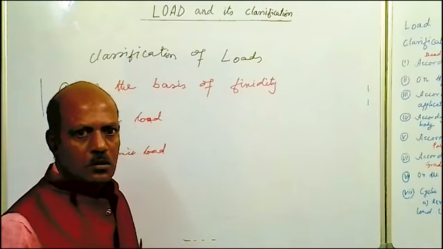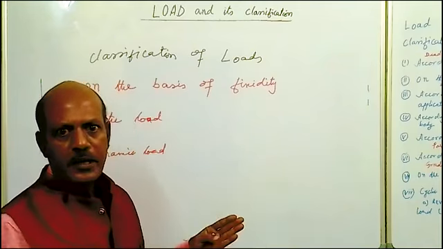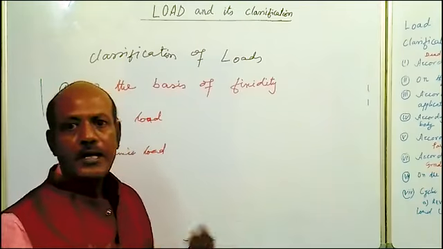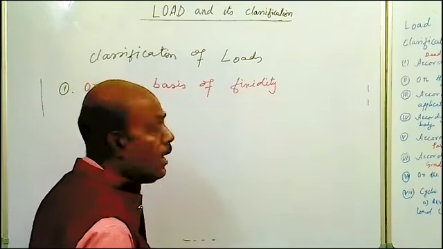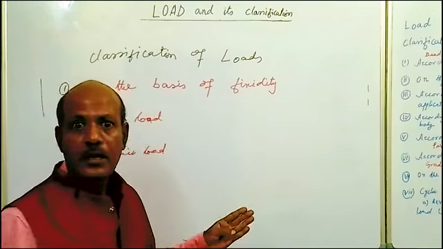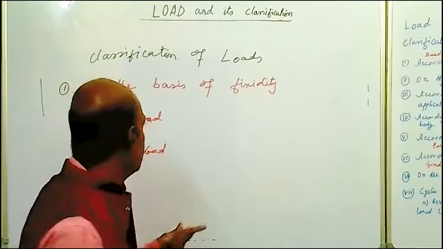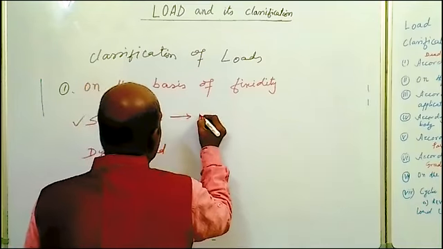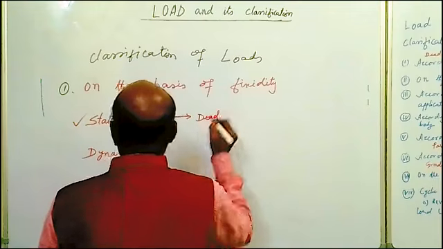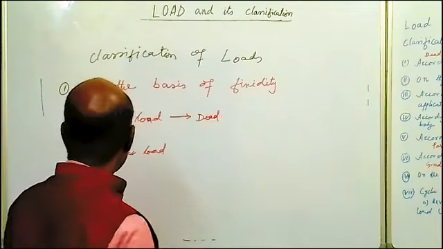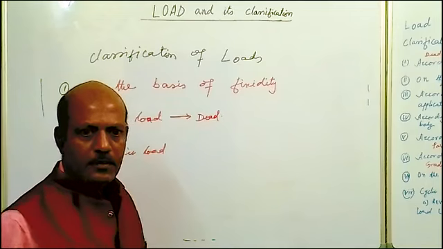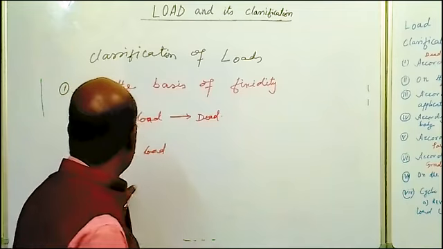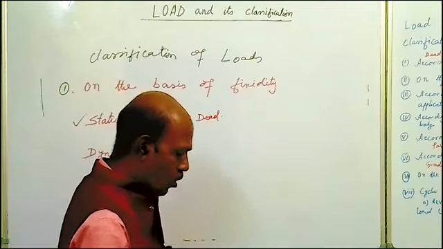The load whose magnitude will not vary throughout its life period, or the period when it is applied over the body. So the magnitude of the load will not vary as long as it is applied over the body. That kind of load is called static load. For example, the dead load you have seen comes under static load. The second kind is dynamic load. What is dynamic load? The load whose magnitude varies with time. That kind of load is called dynamic load.